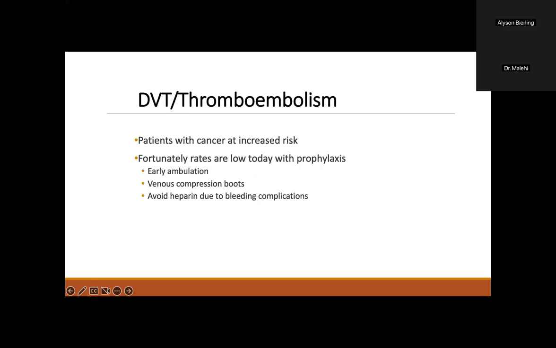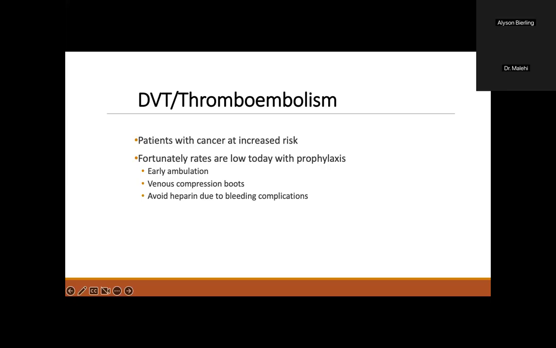Deep venous thrombosis. All of our patients with cancer are at increased risk. But fortunately, we've been able to keep these rates pretty low nowadays. Early ambulation helps. In the States, we have these things called venous compression boots. They're plastic boots that you Velcro around the lower legs, and there's a pump that lets air in and out, in and out, and massages the calves during surgery.